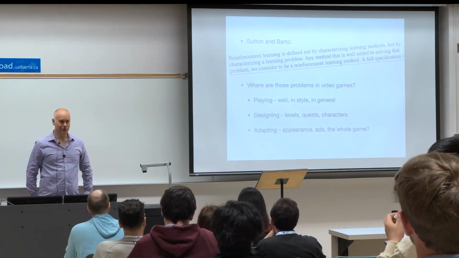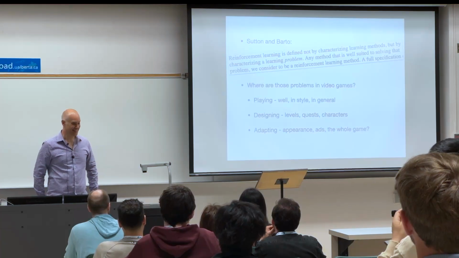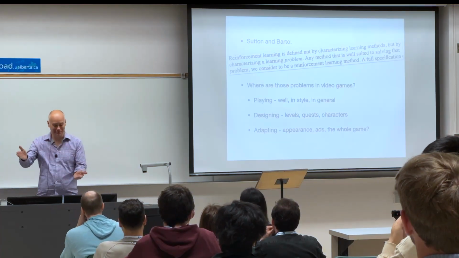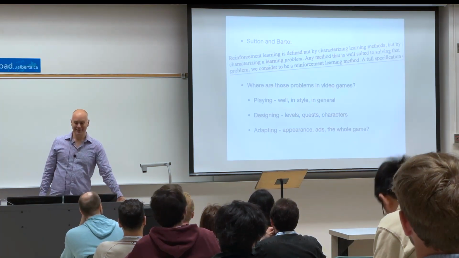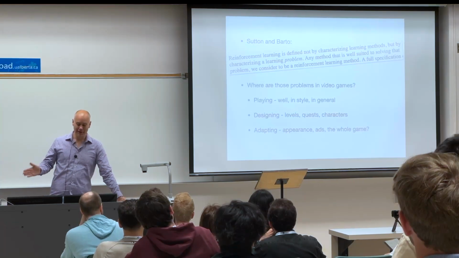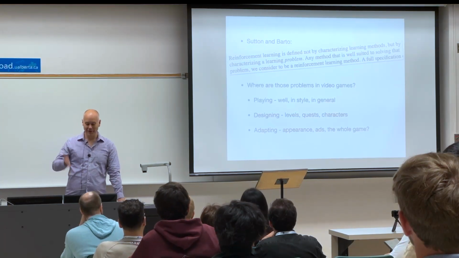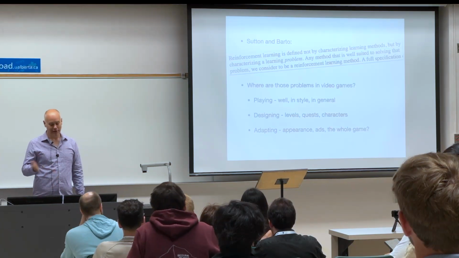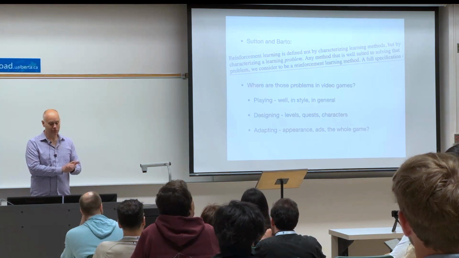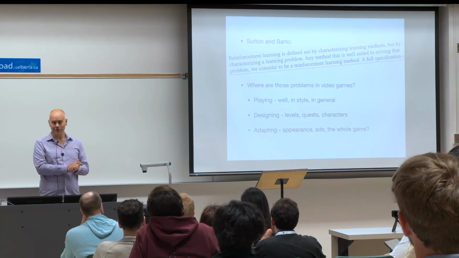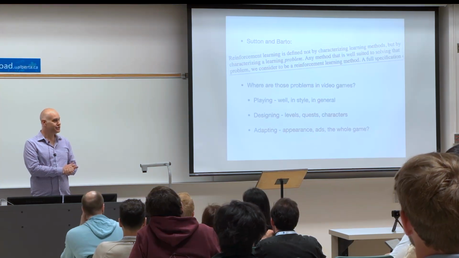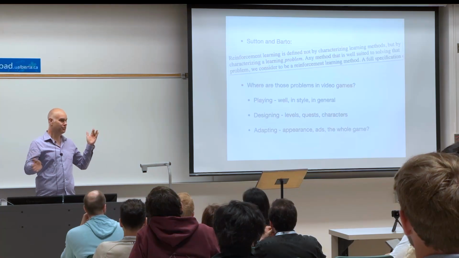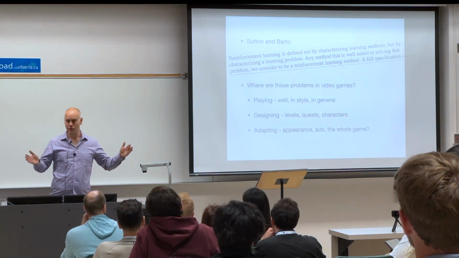So, Sutton and Barto. The definition of reinforcement learning in the first edition of the famous book is that reinforcement learning is defined not by characterizing learning methods, but characterizing a learning problem. Any method that is well suited to solving that problem, we consider to be a reinforcement learning method. I think this is an important statement because this allows us to focus on the problem and then choose widely among the very large variety of methods that could potentially solve these kinds of reinforcement learning problems.